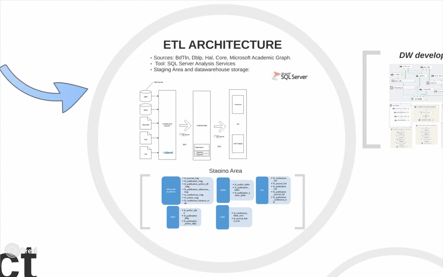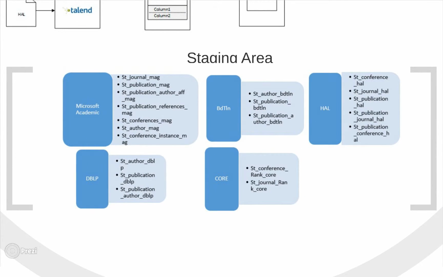So now we're going to talk about the ETL architecture. As we mentioned before, the staging area is loaded with all the clean data, which is the output after correcting all the issues found. So we mentioned previously that we had 5 databases that we are using, 5 sources. So in here we can see what are the staging tables where all the data for each source is mapped.